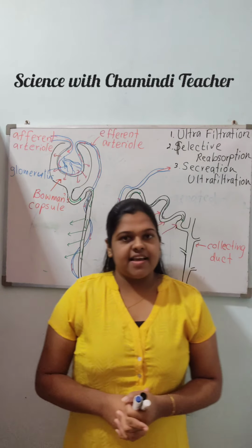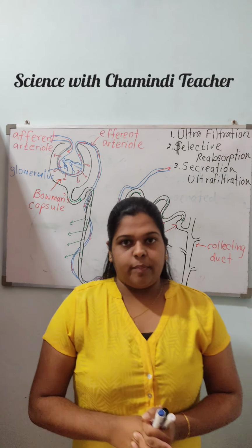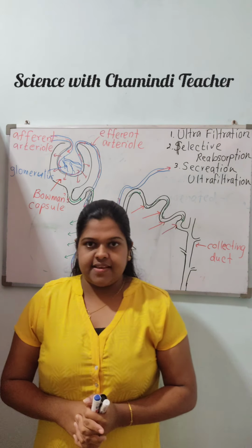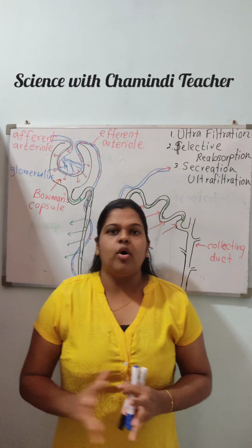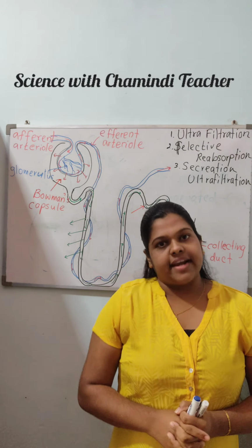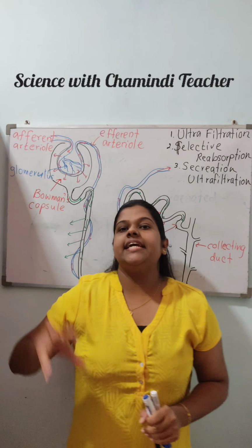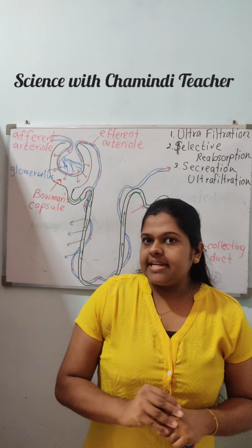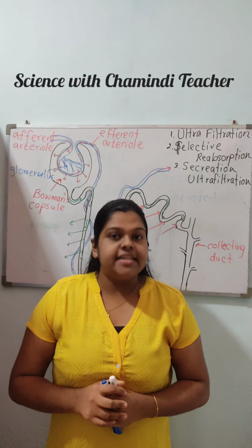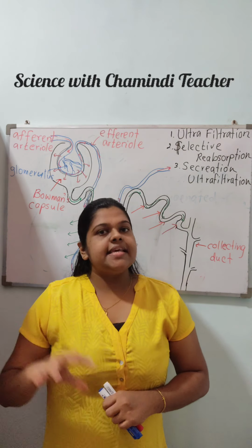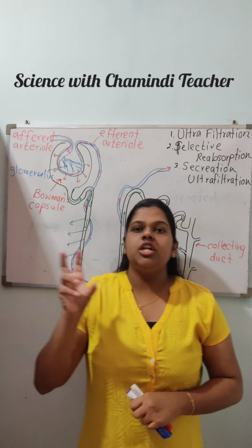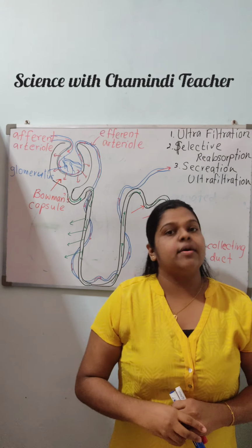Today we are going to discuss a grade 11 topic, the biological processes in the human body, chapter 6 of grade 11. In that lesson you have to learn about our excretory system. In the excretory system, the main part is our kidneys. We know inside the kidney, the main functional unit is known as the nephron.